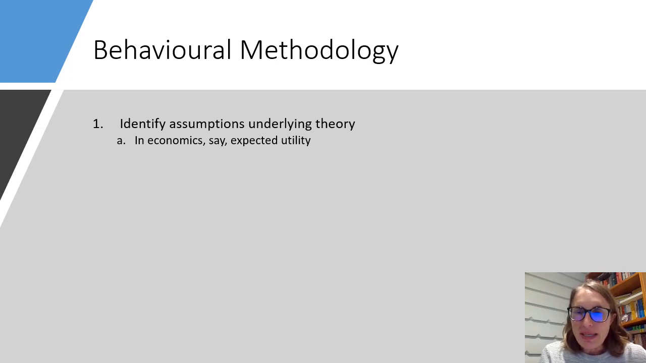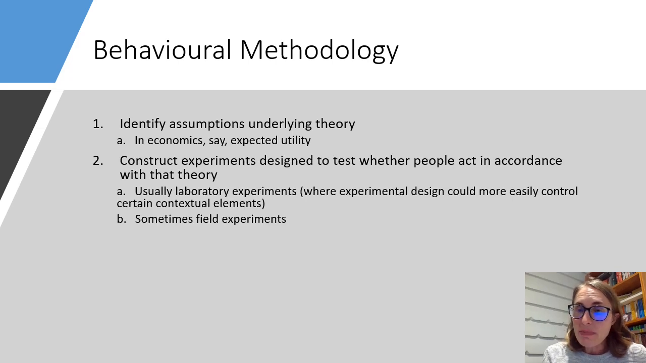Well, often in designing experiments, behavioural economists would begin by identifying the assumptions underlying the theory that they wanted to test. So they might choose to be testing expected utility, or they might choose to test Gary Becker's assumption that in partnership or marriage, individuals are trying to maximize the utility functions involved. And after identifying those underlying assumptions, they'll construct experiments designed to test whether people act in accordance with that theory.